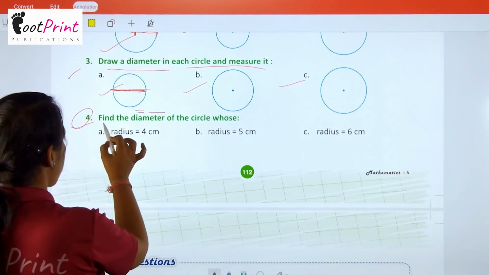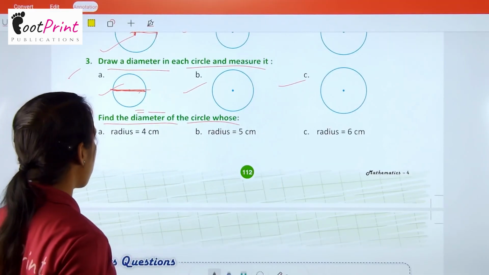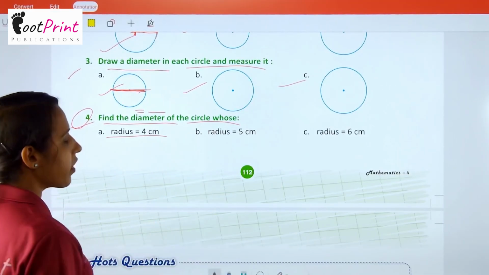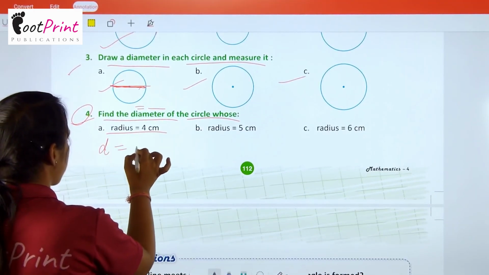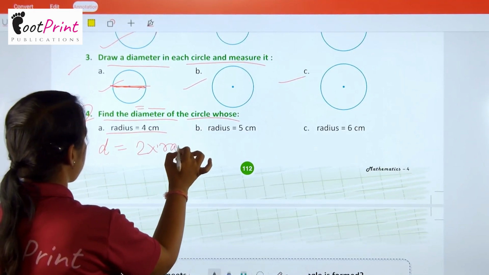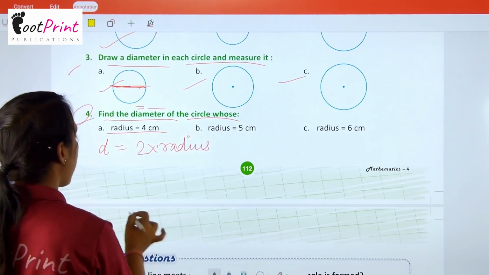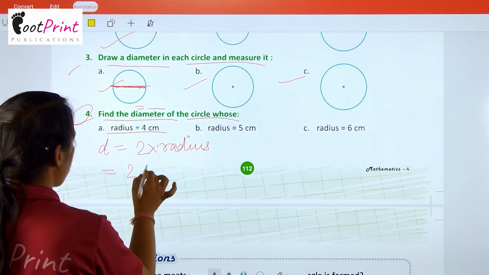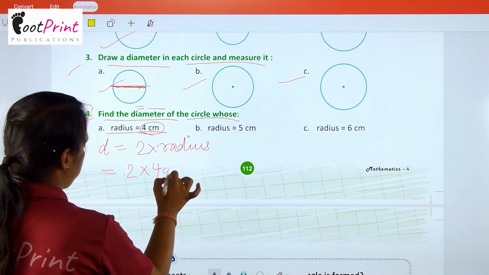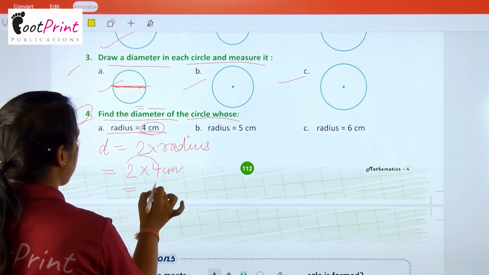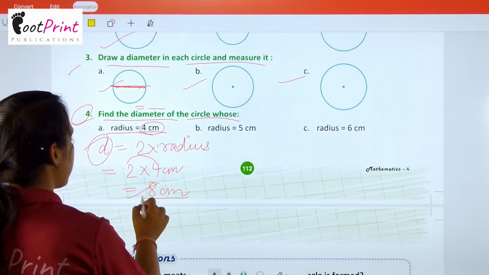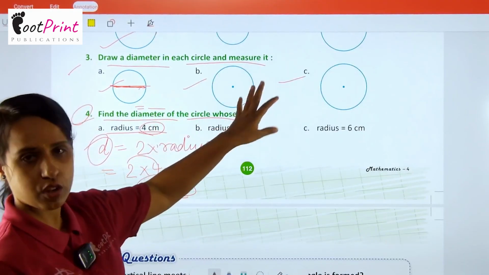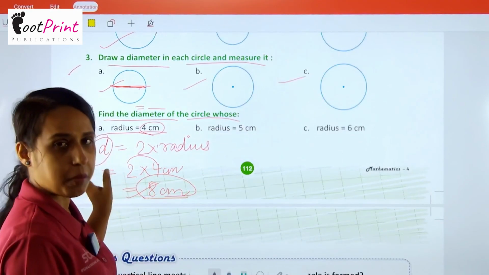Question number 4, find the diameter of a circle whose radius is given. So here we have to find the diameter, and we know that diameter is equal to twice the radius. So easily we can find that. How? 2 times the radius, which is given as 4 centimeter. So it will become 2 fours are 8 centimeter. So the diameter will be 8 centimeter. Just like that, you will solve the rest of the parts by yourself.